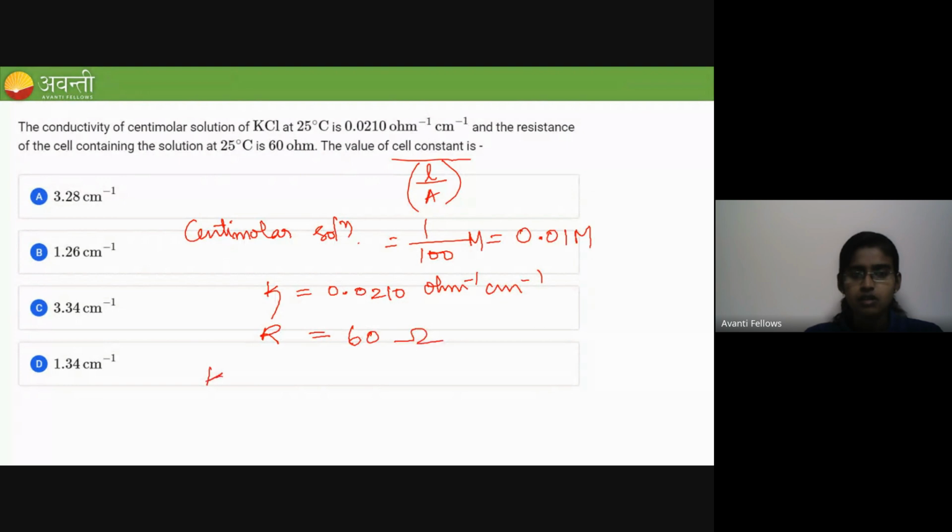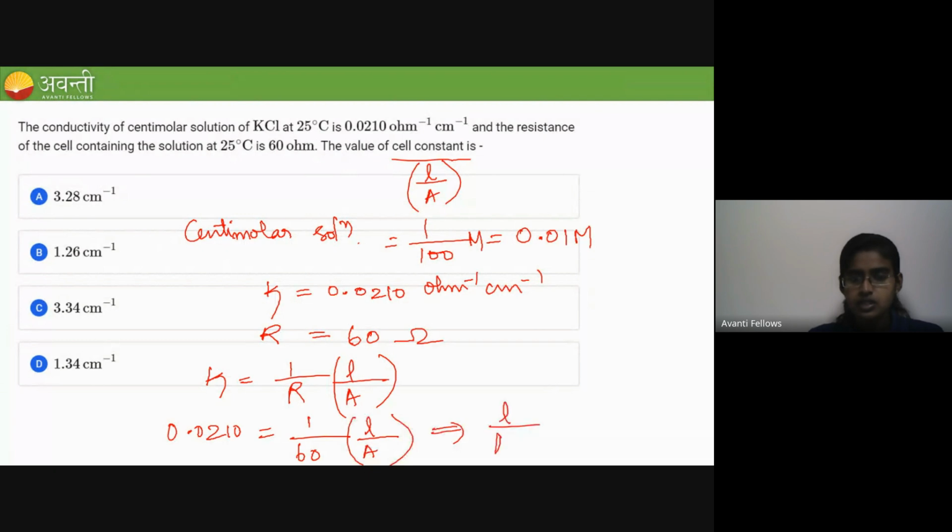We know that kappa is equal to 1 by resistance into the cell constant L by A. Right? Kappa is 0.0210, which is equal to 1 by 60 into L by A. From this, L by A is equal to 1.26 centimeter inverse. Cell constant is equal to 1.26. Just substitute in the formula, you will get the answer. The answer is option B.